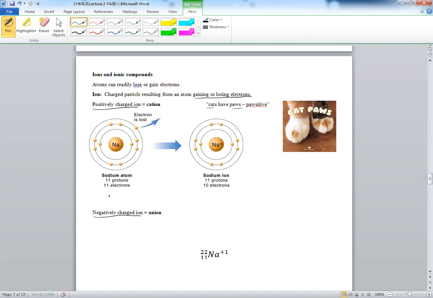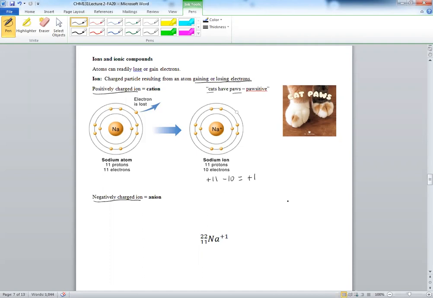Just think about it. You had 11 protons, plus 11. You lost one electron, minus 10. So that's an overall of a positive 1. They do not equal. Of course, you can have more than plus 1. It could be plus 2.